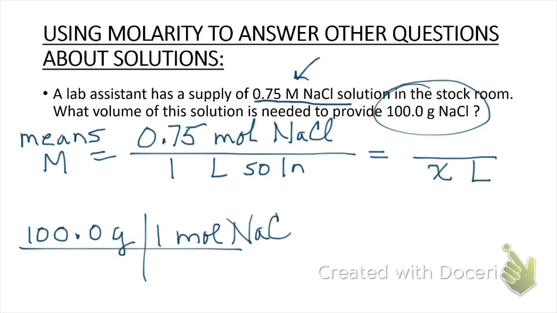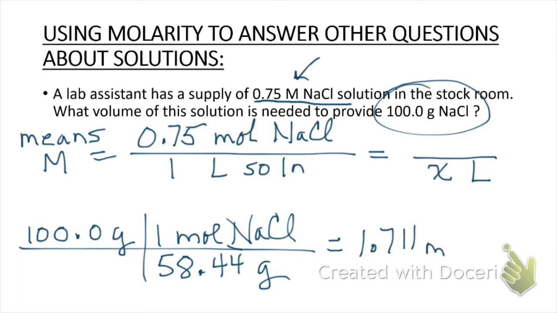So sodium chloride, if we calculate our molar mass, we're going to find that we get 58.44 grams per mole of sodium chloride. So that would be 1.711 moles of sodium chloride. Now I am able to use that information and say, okay, I want 1.711 moles of sodium chloride.